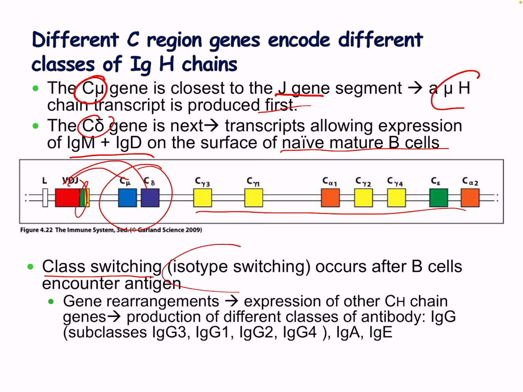Class switching, or isotype switching, occurs after B cells encounter an antigen, and this usually involves help from T helper cells. So then gene rearrangement occurs, and the expression of different constant H chain genes results in the production of different classes of antibody. As we discussed, there's G, which is gamma, which has 4 subclasses, A, which is alpha, E, and epsilon.